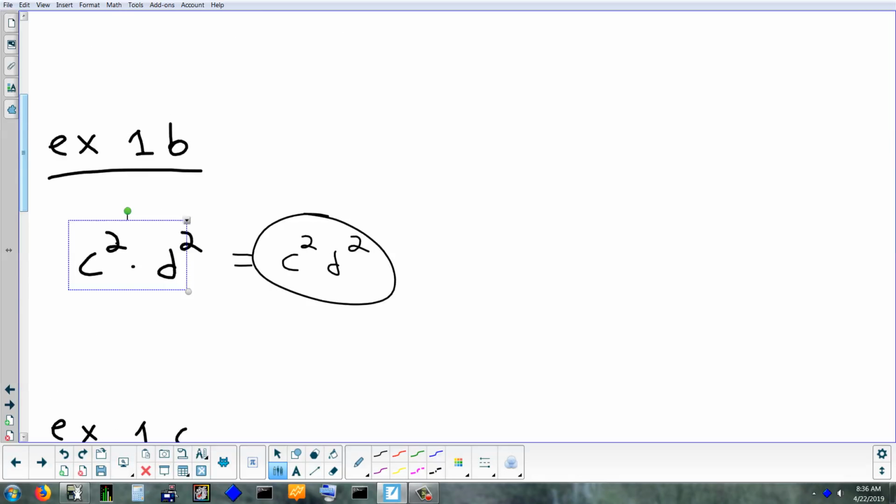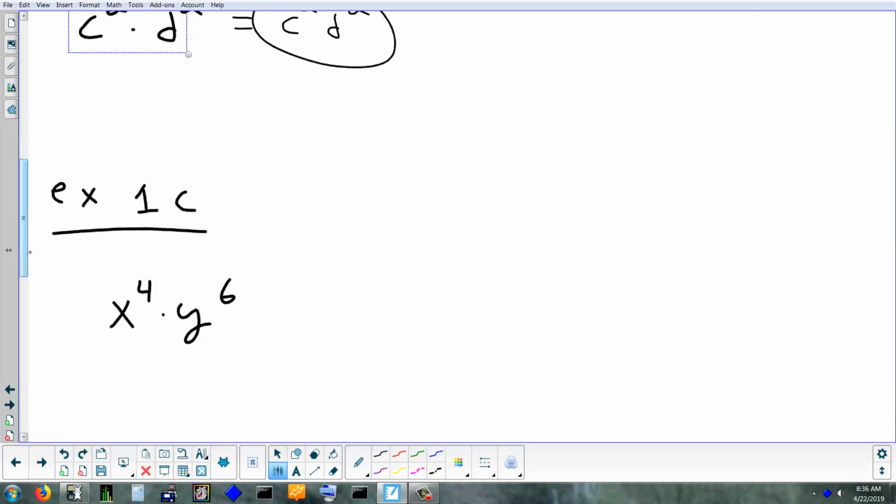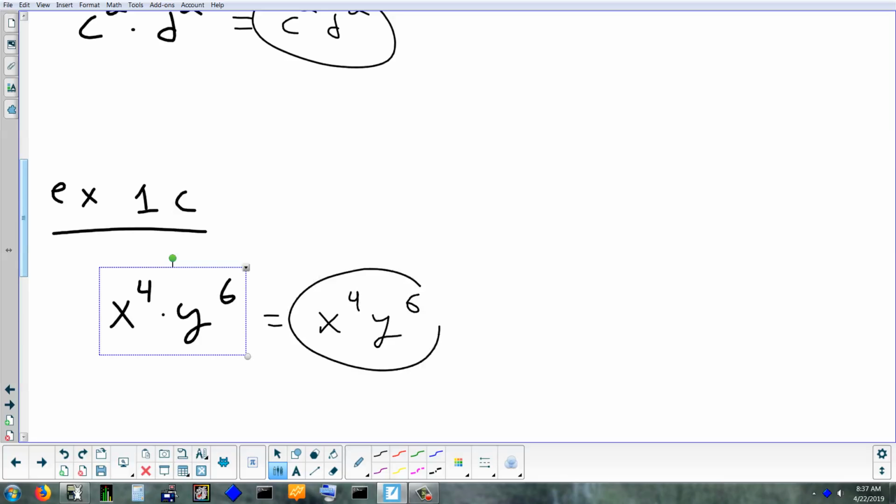I'll just write y. The bases are not the same. That's why. All right, how about this one? Can we simplify that? Jacob, what do you think? No? How come? Not the same base, right? This is an x, this is a y. They're different. So what's the answer here? It's just whatever you started with.